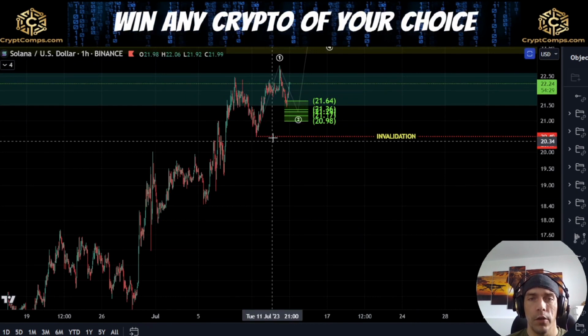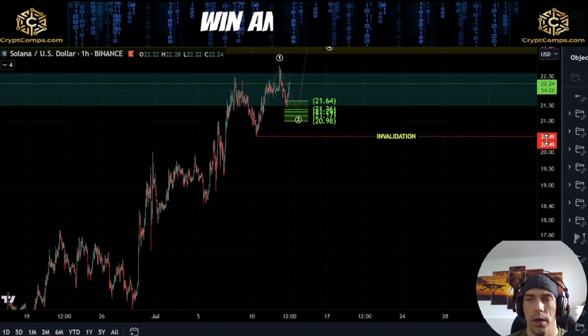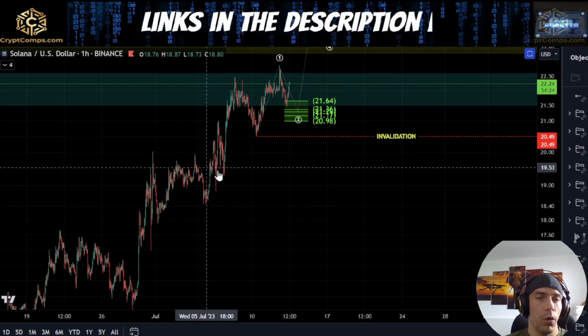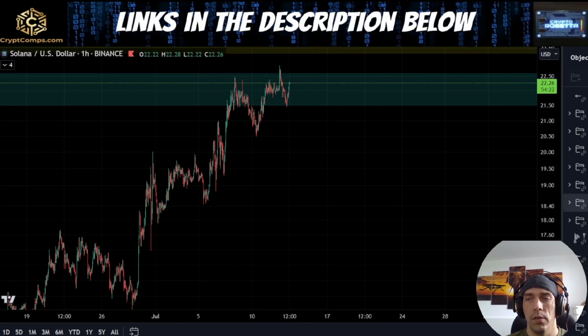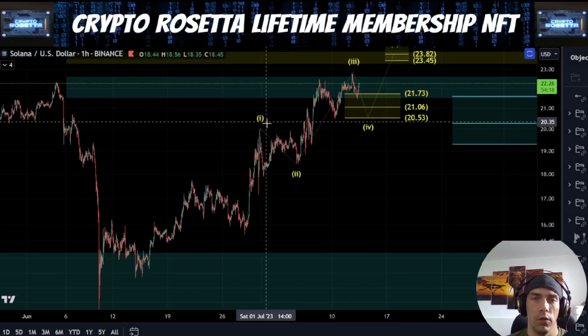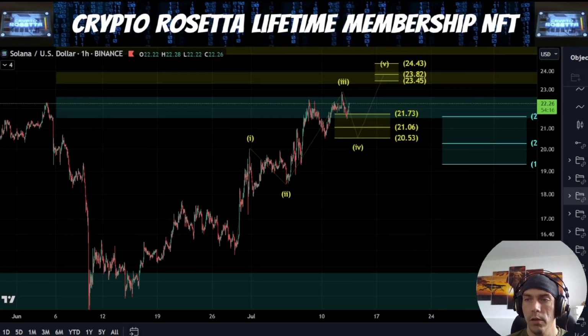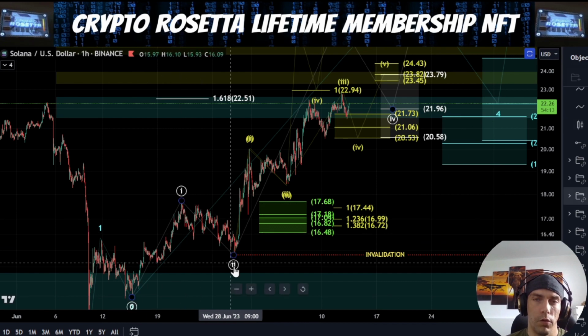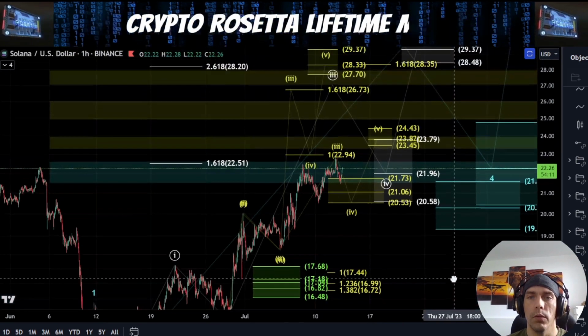Now, if we actually do look to invalidate this low here at this 2049, there is another way of reading this where we could just say that we had an extension in this wave 1 here. So this would still fit into the same idea of where this is 1, 2, and then we're looking for this 3rd, 4th, and 5th to the upside.